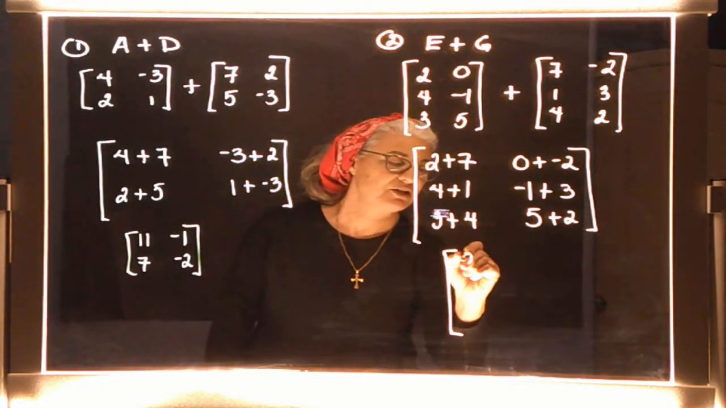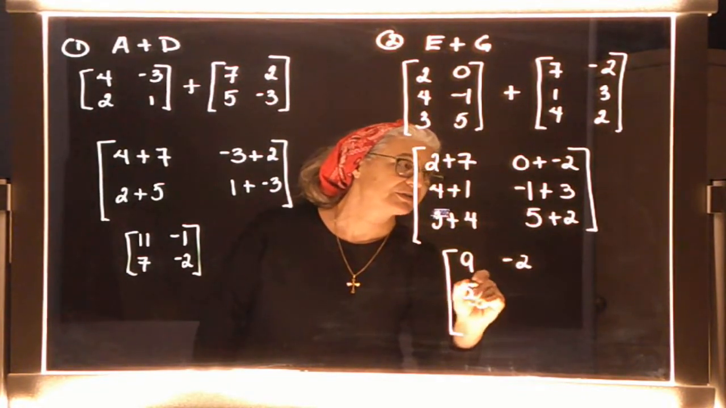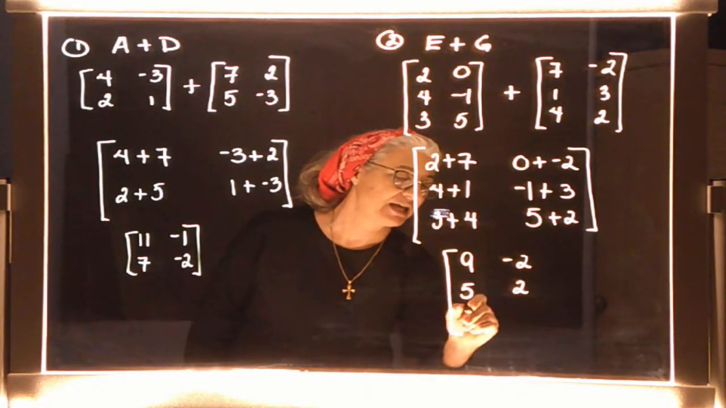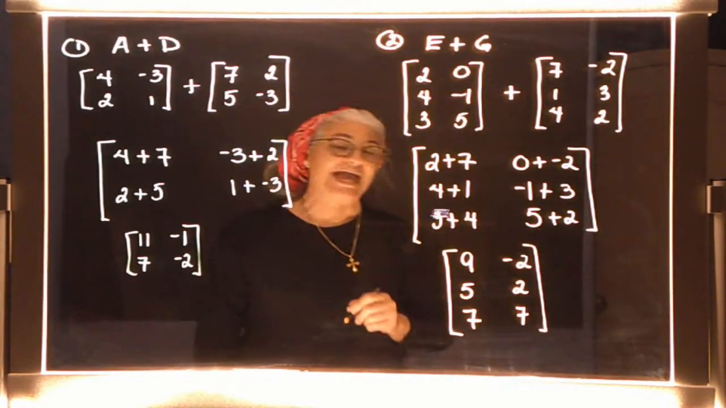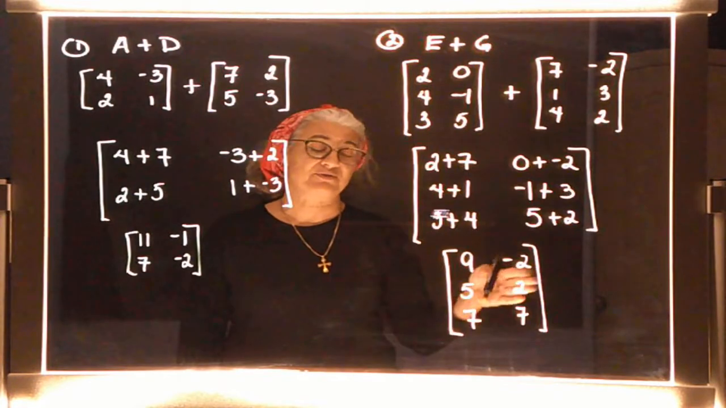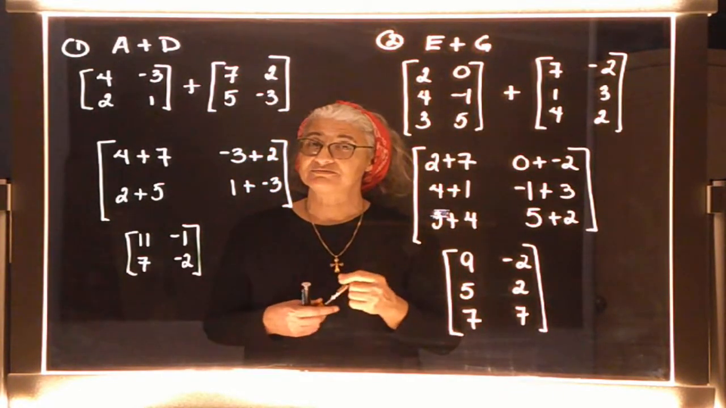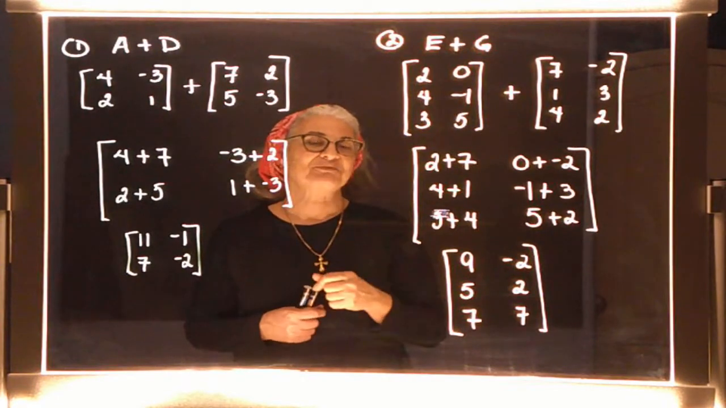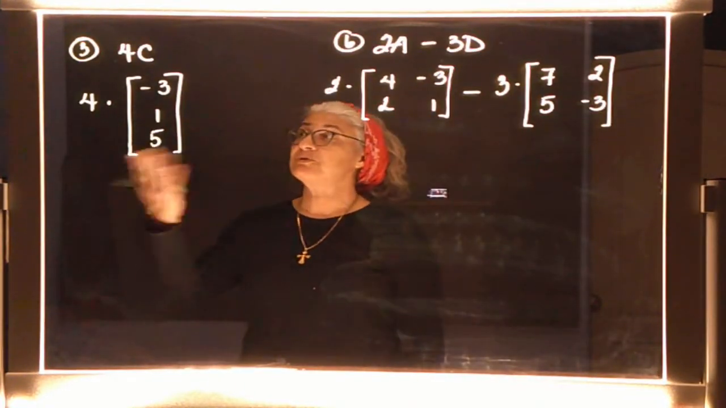Okay, here are the results on the first row, the results for the second row, and the results for the third row. And it also has the order of a 3 by 2, just like the original 2 matrices. Cool? Okay, hang in there. Got a couple more problems. Okay, so problem number 3.